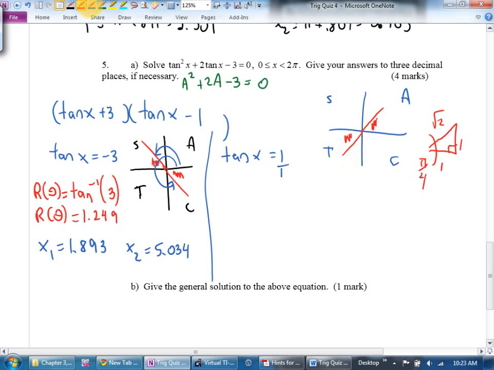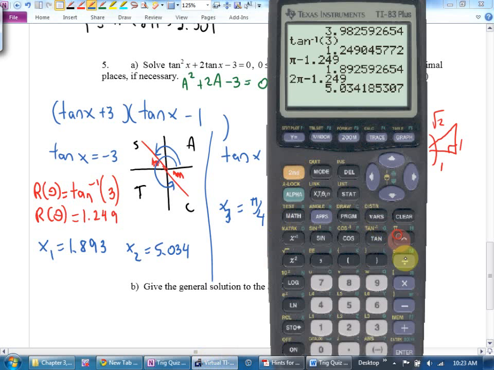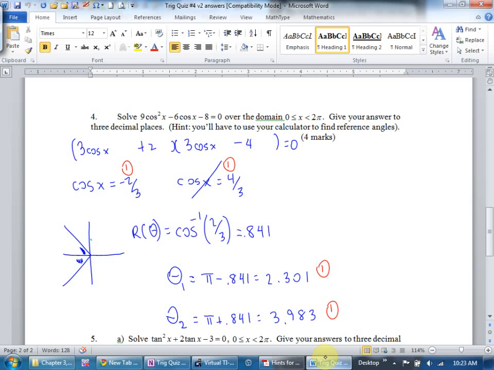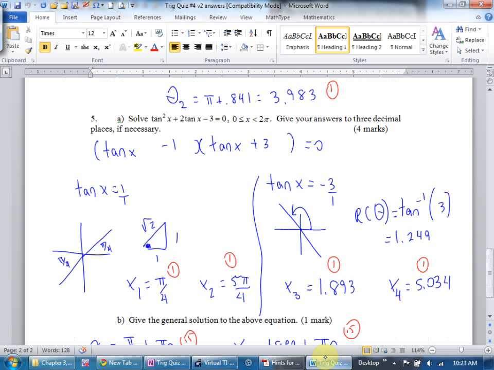Where you end up with x1, x2, I'm going to call this x3, being pi by 4. And you end up with x4 being 5 pi by 4. Or as a decimal, pi by 4 is 0.785, and 5 pi by 4 would be 5 of those, 3.927. How did I give out part marks for that one? Oh, it looks like for 4 marks, I gave out 1 mark for each root.